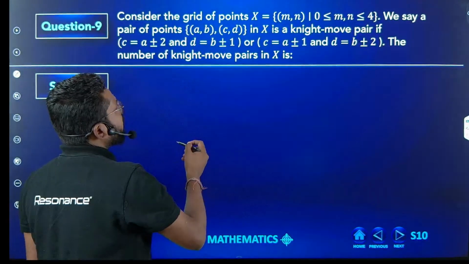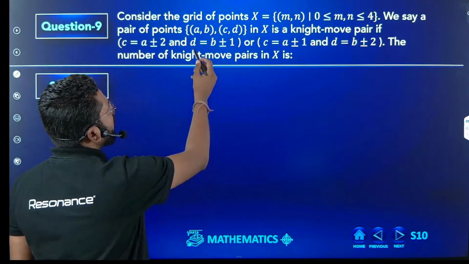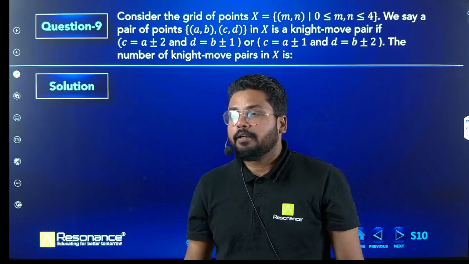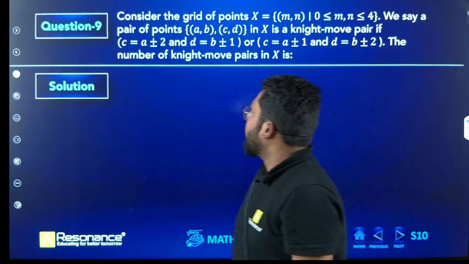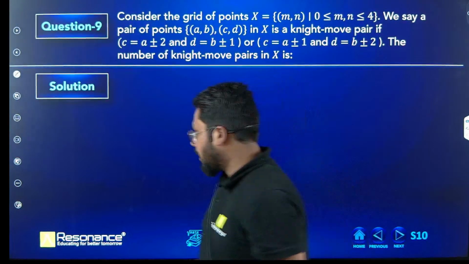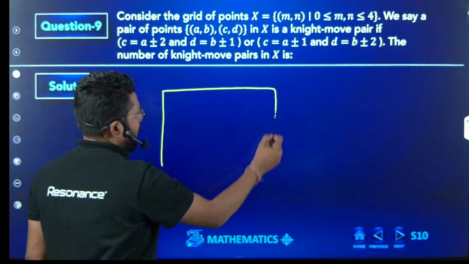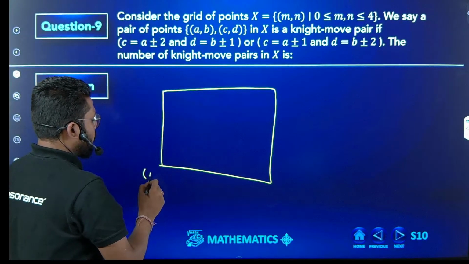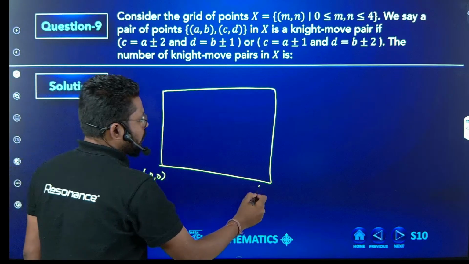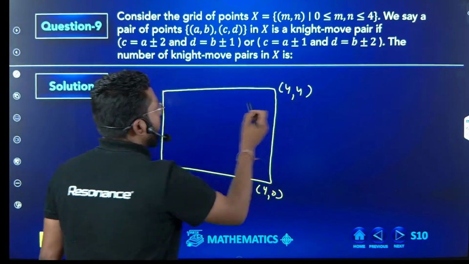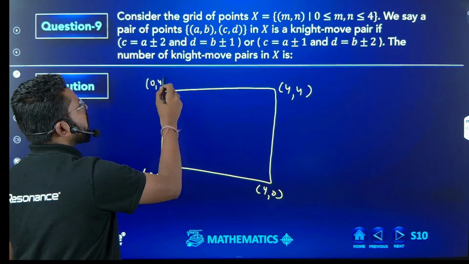It is saying that consider the digit Mn and it has two pairs, (A, B) and (C, D), and X is a knight move pair if C is A plus minus 2 and D is B plus minus 1. So we will make a grid like this. This position is (0, 0), this is (4, 0), this position is (4, 4) and this is (0, 4). This means this is a 4 by 4 grid.